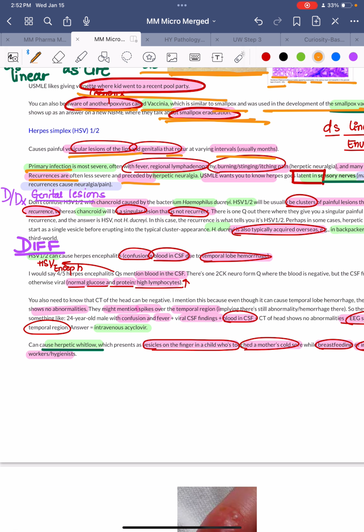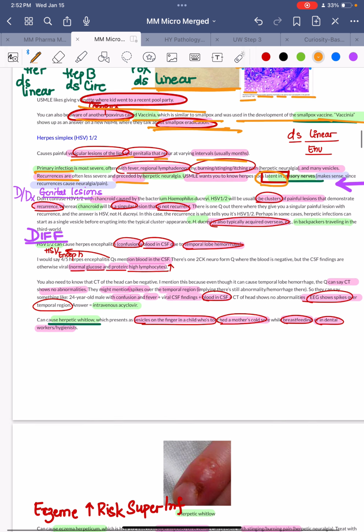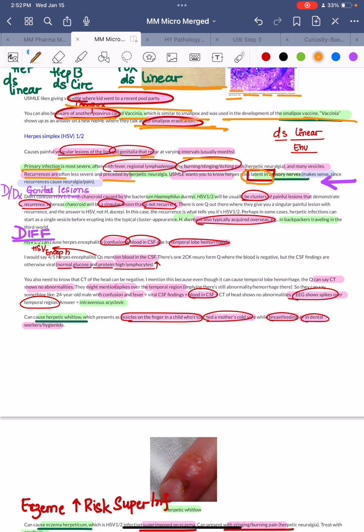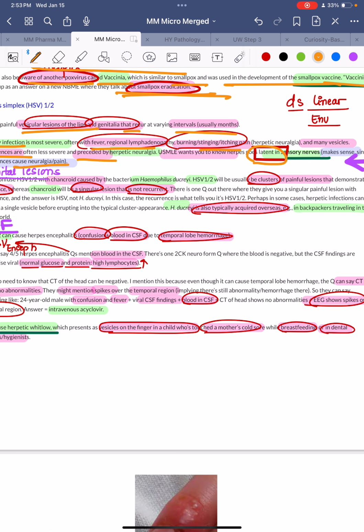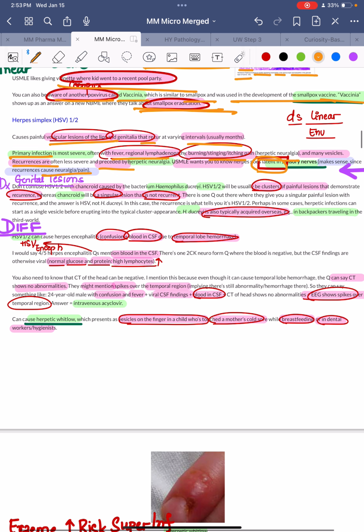And if they ask you where this virus remains latent, it remains latent in the sensory nerves, right? It makes sense, since it is basically causing neuralgia and pain. And then once there's a primary infection, the patient can also develop fever, regional lymphadenopathy, burning, stinging, itching, and of course the pain, which is herpetic neuralgia, and the patient can also have many vesicles.